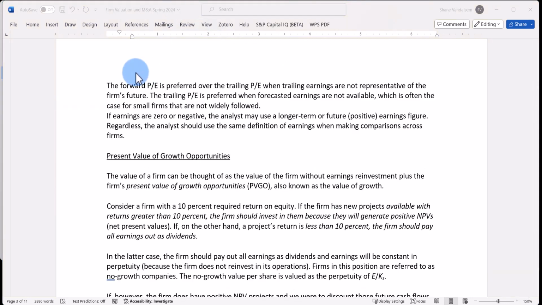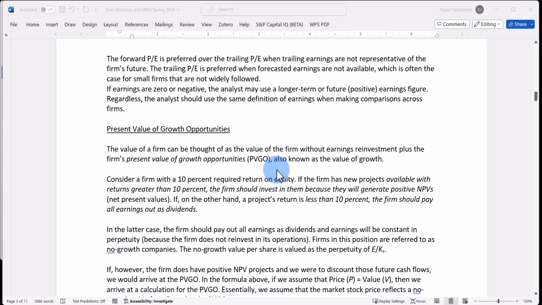Now I'm going to talk about the present value of growth opportunities. When we think of a firm's value, we can divide that value between the value of what the company is doing today and what the company may be able to do in the future, or its growth opportunities. The notes say the value of a firm may be thought of as the value of the firm without earnings or reinvestment, plus the firm's present value of growth opportunities, also known as the value of growth.